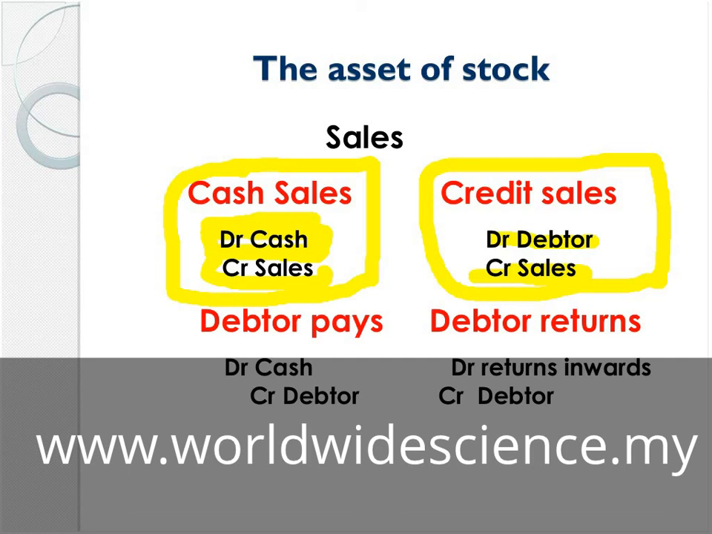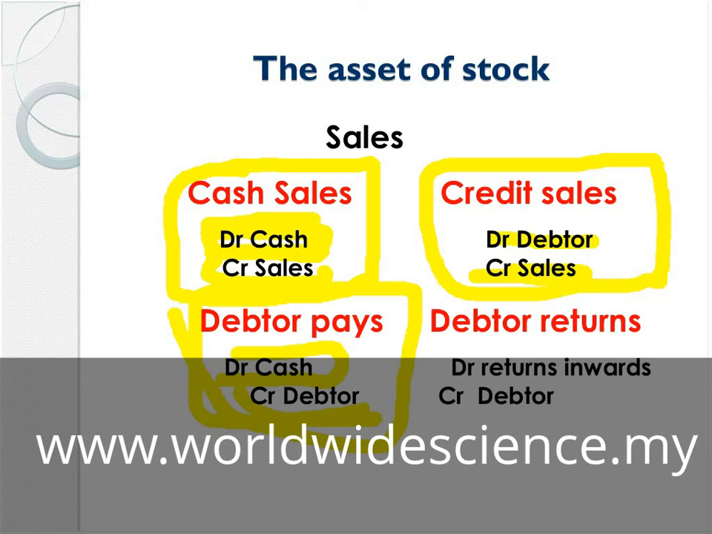Let's see when the debtor pays. We have sold some product, and the debtor pays us cash. Cash will increase on the debit side, and the debtors will decrease on the credit side because they have paid the cash.